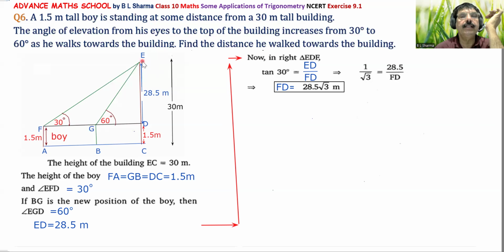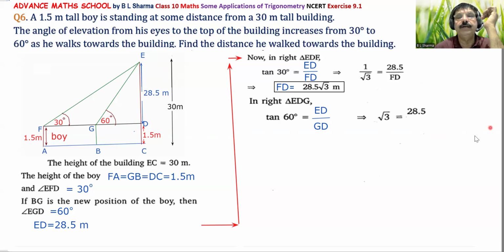Now in right triangle EDG, this acute angle is 60 degree. So ED upon GD. For 60 degree, ED is perpendicular, GD is base. So perpendicular upon base, that is tan 60. The value of tan 60 degree is root 3. So root 3 is equal to ED, ED is equal to 28.5 upon GD. So on further calculation, we get GD is equal to 28.5 upon root 3.